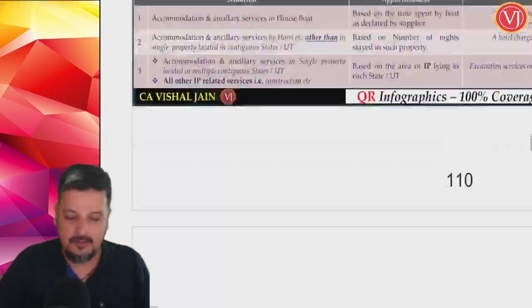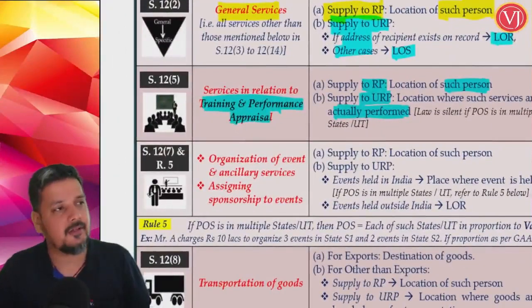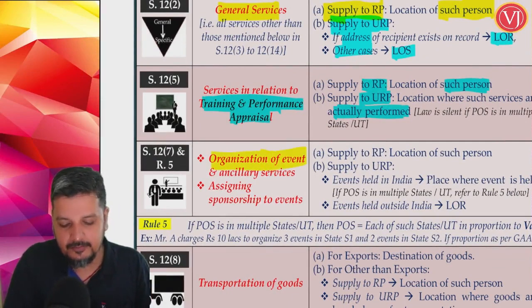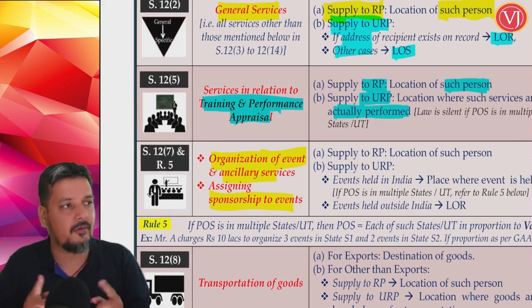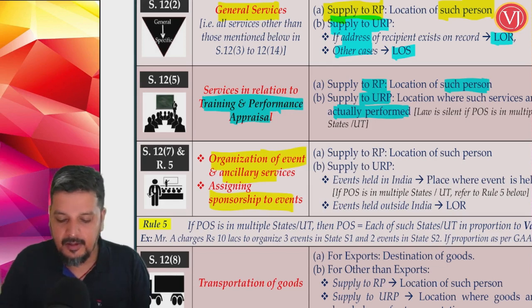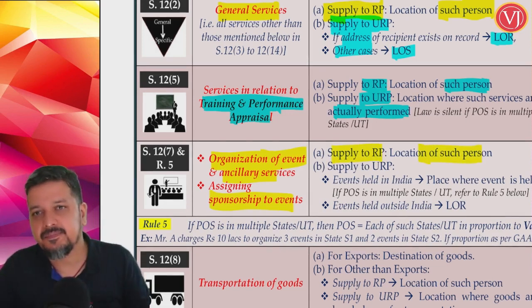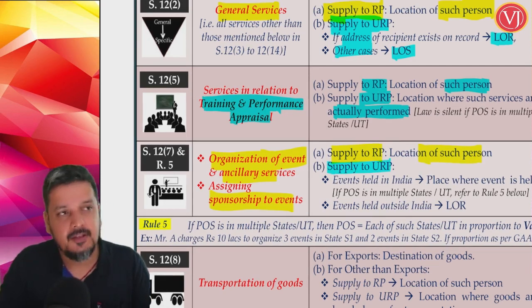Right. Now, we'll go to the next part. Next part is event. Organization of an event, including ancillary services, including sponsorship. So there's an event which is organized, say for example, IPL event. Organization of an event and ancillary services. Also sponsorship is covered here. If it is B2B, location of registered person. If it is B2C, then wait, you have to think.